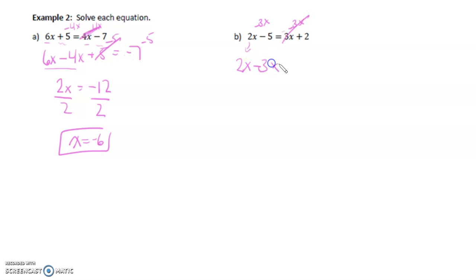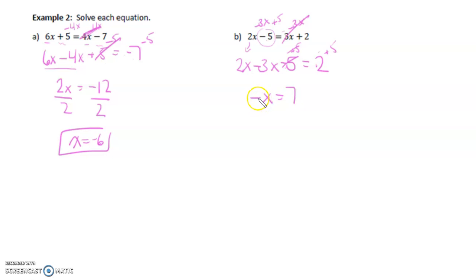Okay, so minus 3x, and then we have minus 5, equals, so then on the right-hand side we have 2, and then this minus 5, we're going to add 5 to each side. So we can do it actually in this line. So add 5 to each side. This 5 and this negative 5 cancel. Okay, and I get 2 minus 3 is negative x equals 2 plus 5 is 7.